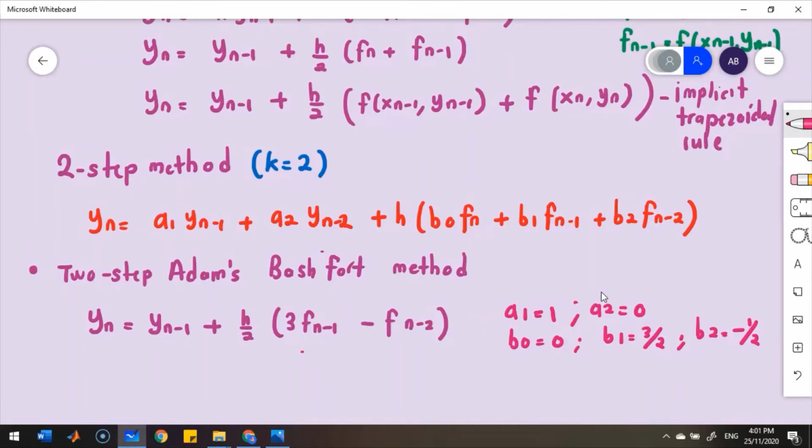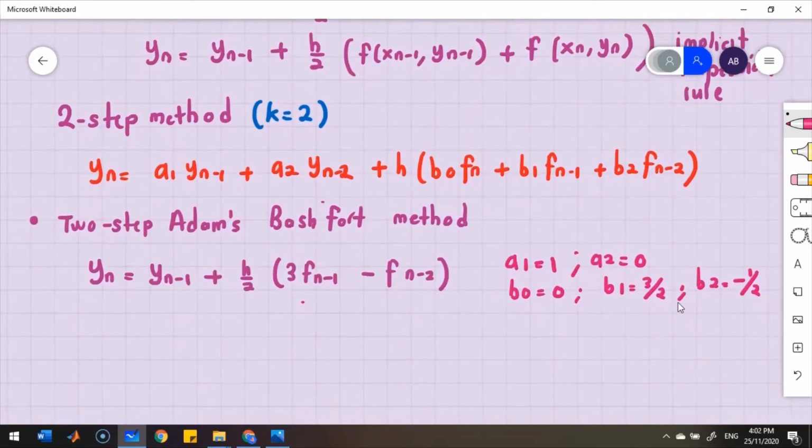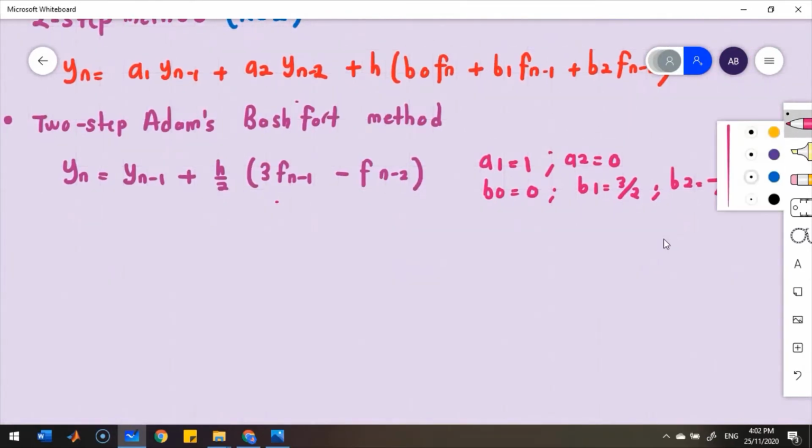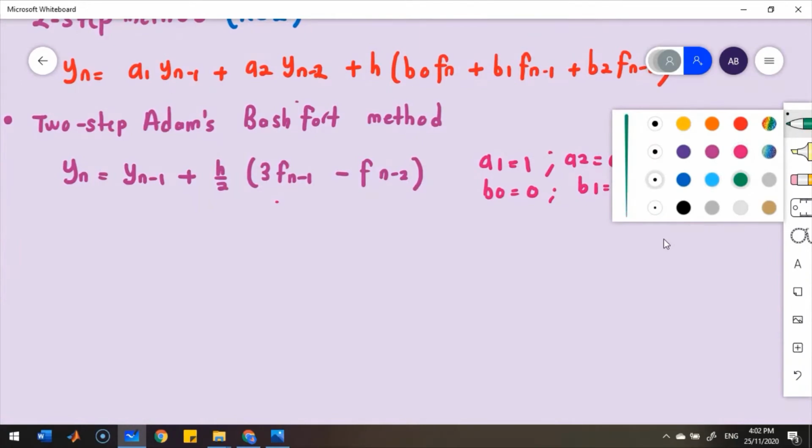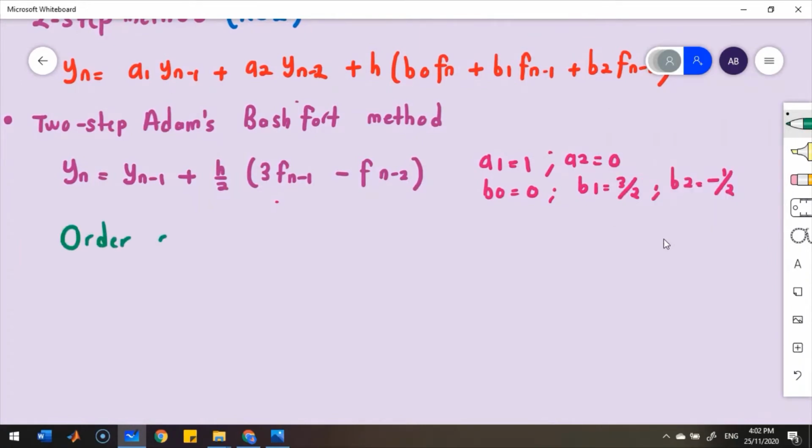You're not getting it here, I'm just showing you what the choices are, but to get that you need to know the order conditions for linear multi-step methods. The coefficients are derived based on the order conditions. Let me just go through the order conditions. I'm not going to show you the derivation of the order conditions.